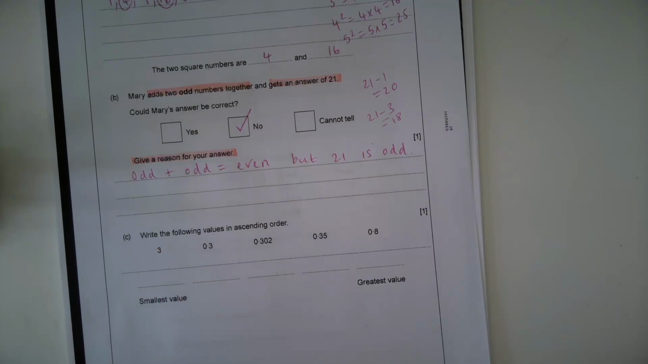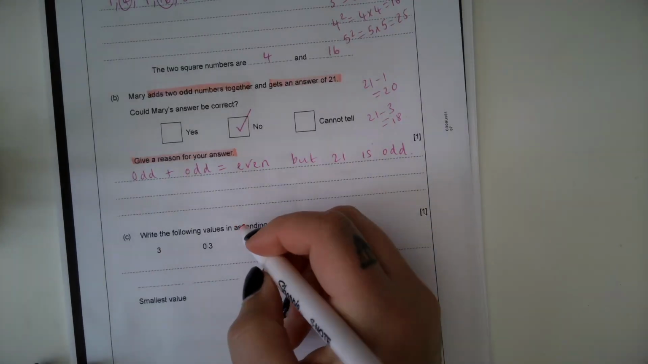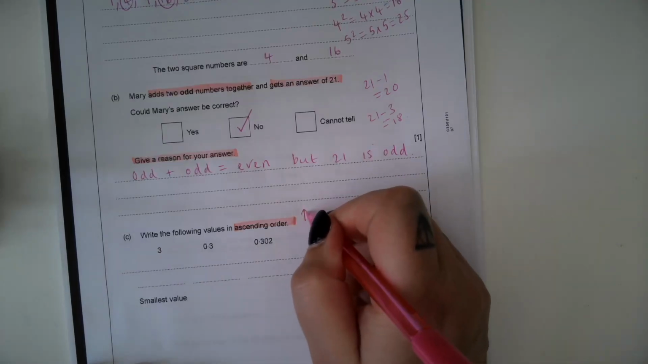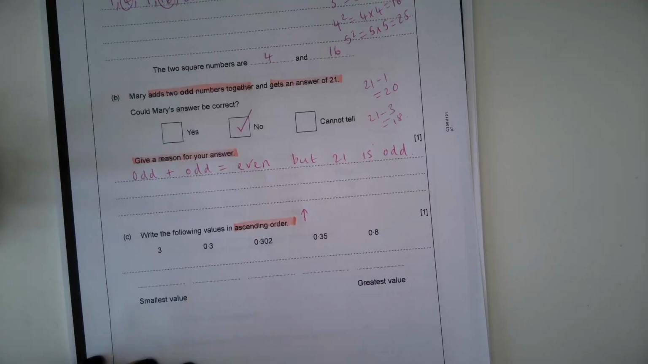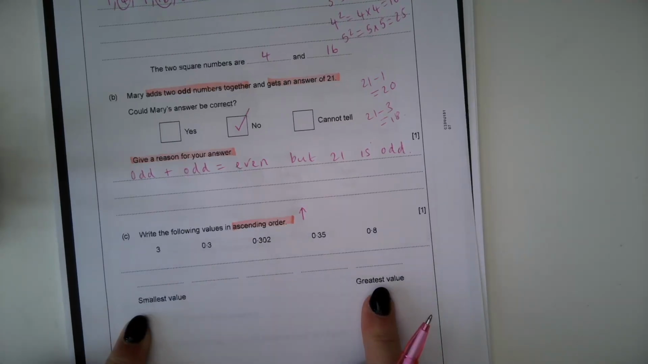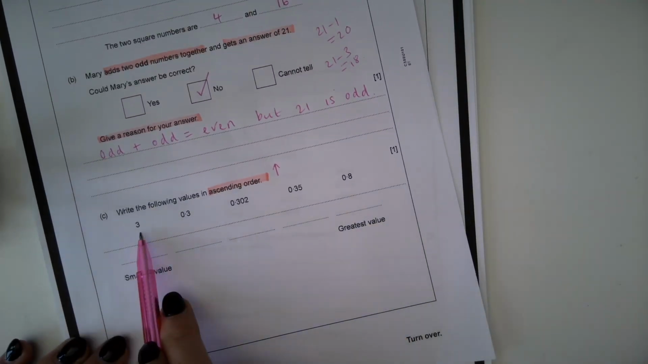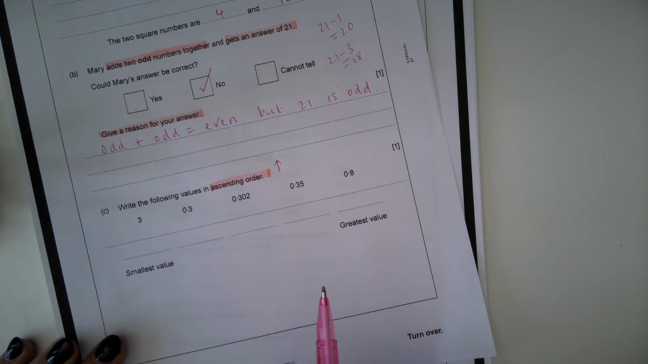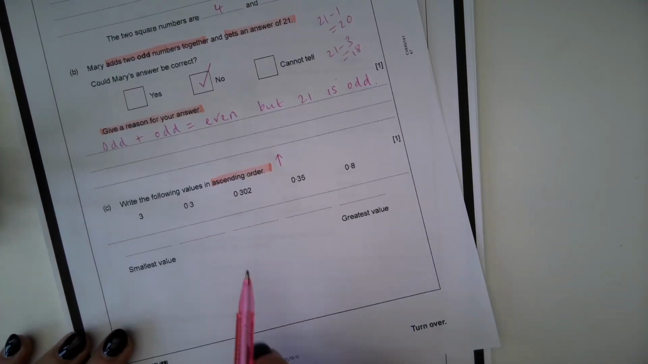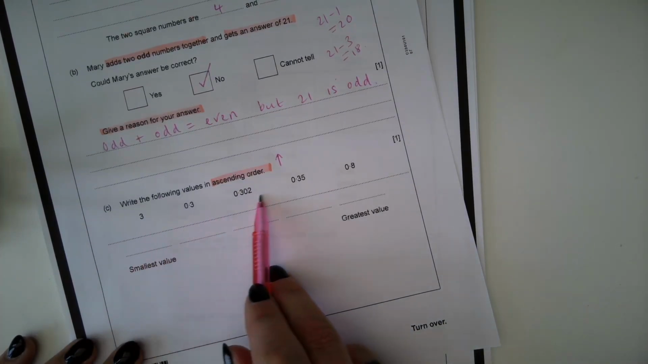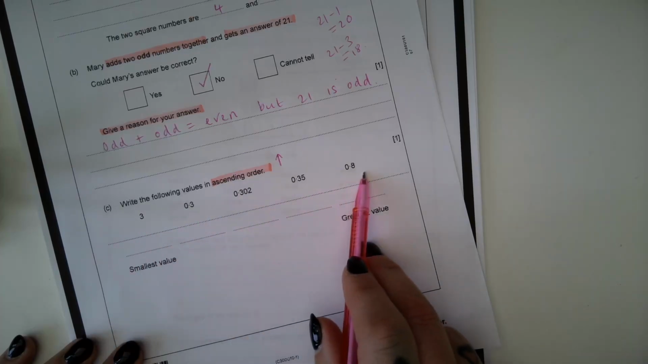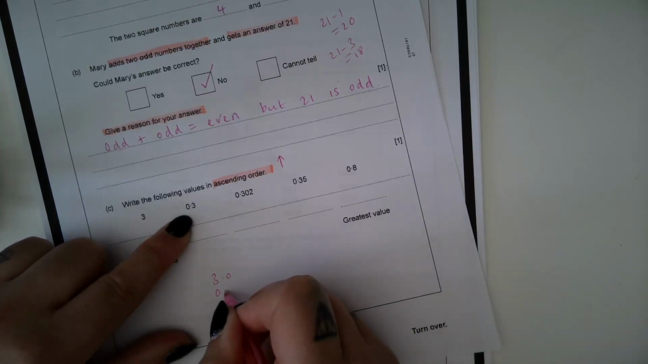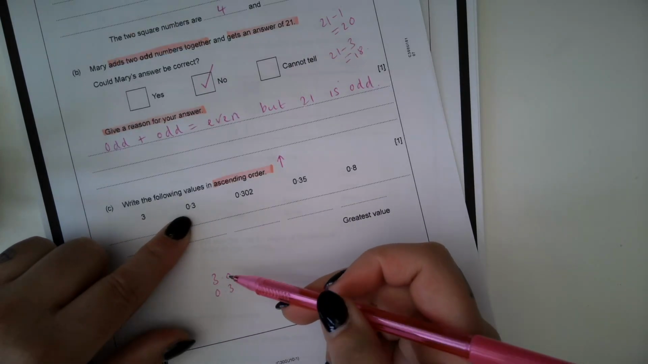Part C, write the following values in ascending order. So ascending order means going up, okay? So we want them to go up. So we want them to go from smallest to greatest. So when we're ordering mixed numbers like this, so decimals and integers, we need to be really careful. So what I'm going to do is I'm going to write a column down here and I'm going to match everything up to the appropriate decimal places. So 3 is 3 whole ones. 0.3 would be 0.3. I'm lining that decimal point up, guys.